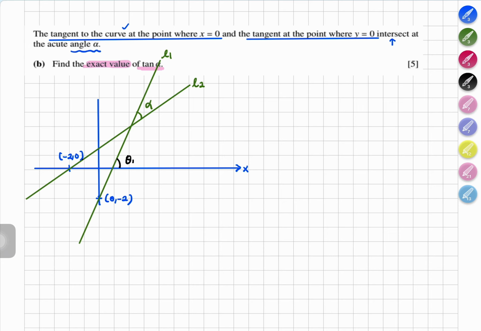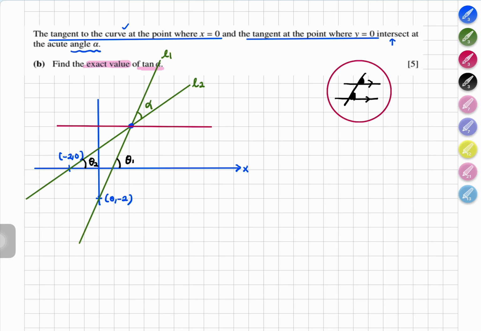Similarly, the tangent line L2 makes an angle with the x-axis, and I'm going to label this as theta 2. I am sure you have learned in IGCSE a concept called corresponding angles. If two lines are parallel, then these two angles are going to be the same. Because the two tangent lines are intersecting here, exactly at this point I'm going to create a horizontal line that is parallel to my x-axis, because I want to create a similar scenario so that I can match up my angles.